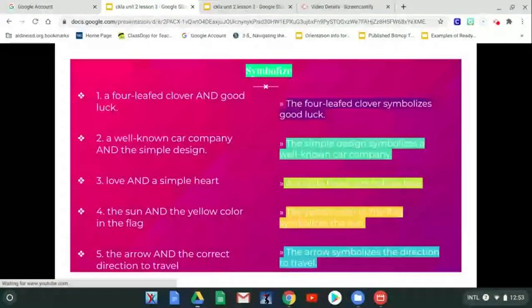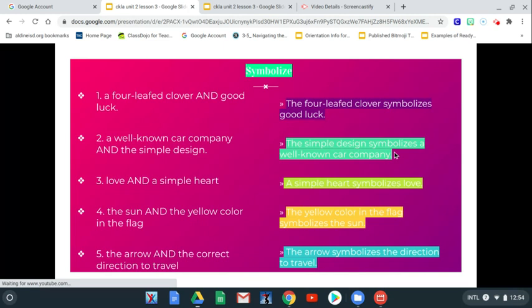So on the left side, we have a four-leaf clover and good luck, a well-known car company in a simple design, love in a simple heart, the sun in the yellow color in the flag, and the arrow on the correct direction to travel. So what we're going to do, these things symbolize something else. So the four-leaf clover symbolizes good luck. So we're going to rewrite on the right using this word symbolize so that we get an accurate meaning and understand the meaning of symbolize. So the four-leaf clover symbolizes good luck.